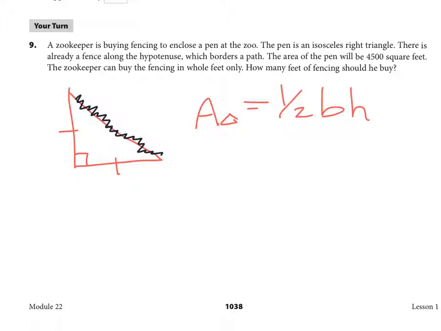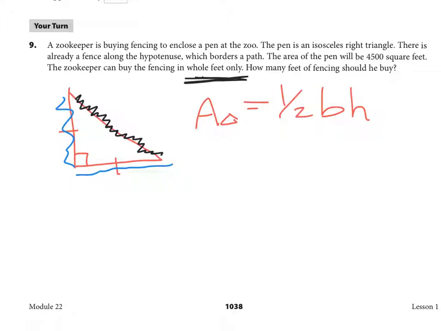The zookeeper can buy the fencing in whole feet only. Okay, that's important, because that means we're not going to put any kind of decimal answer. We're going to have to round. How many feet of fencing should he buy? Well, in this case, we are only buying fencing for those two sides. We already have the hypotenuse.